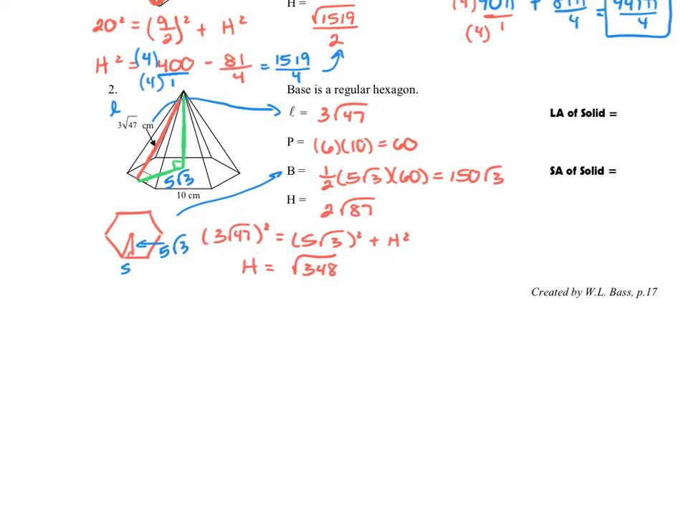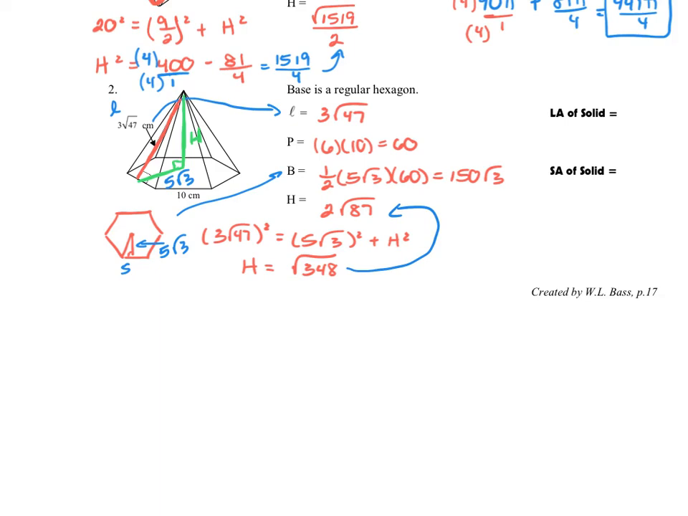This squaring the 3 square root of 47, that's the hypotenuse, that's that slant. This is one of my legs, and then, of course, the height that I'm trying to find. So I could even put my h on there. When I square this radical and I subtract that one, I am going to get my h value is 3 square root of 48. I'm going to simplify that, which gives me 2 square roots of 87.